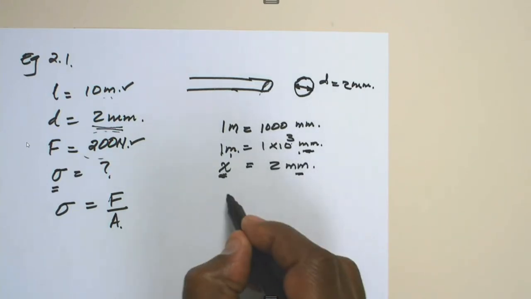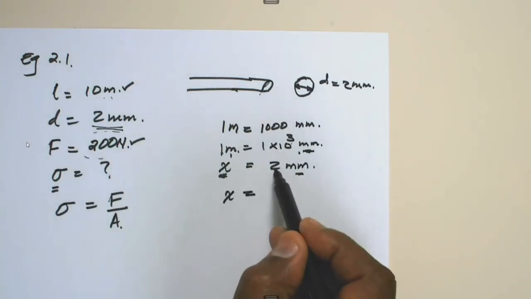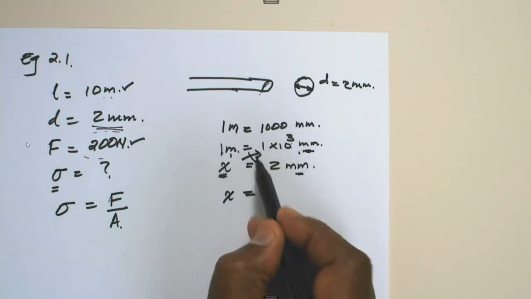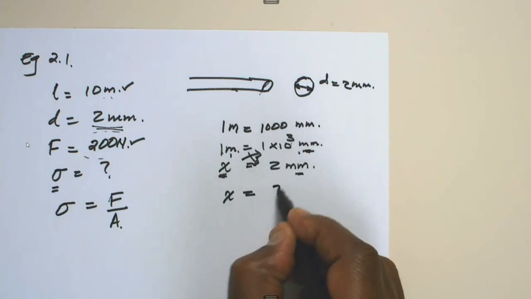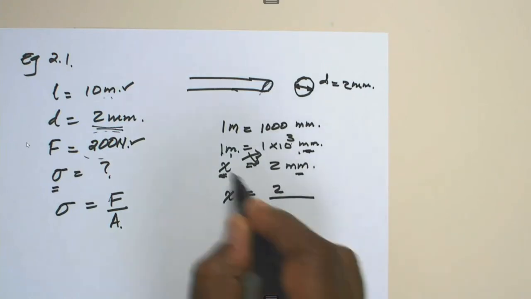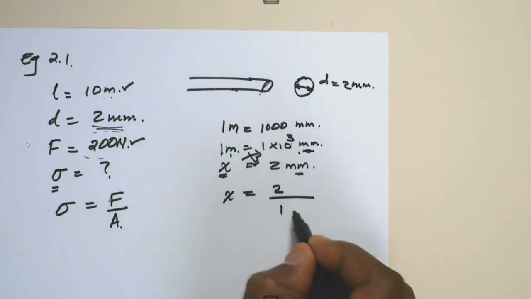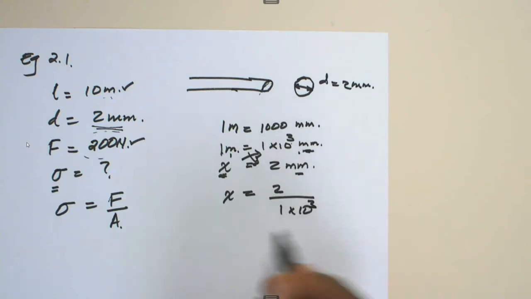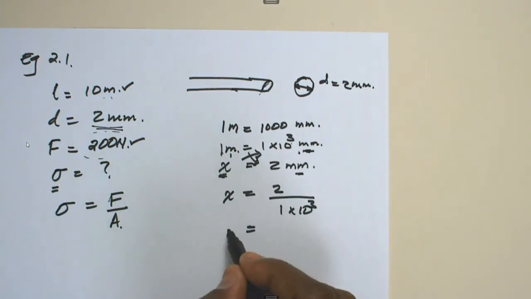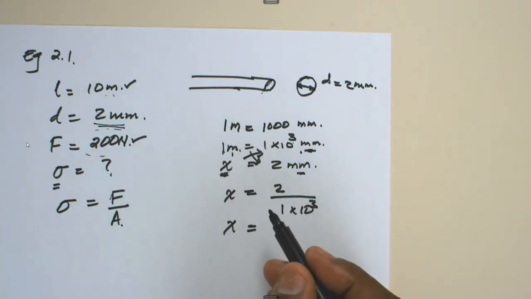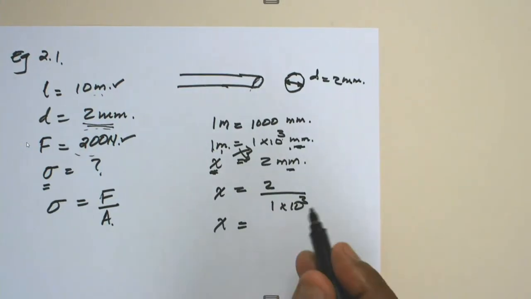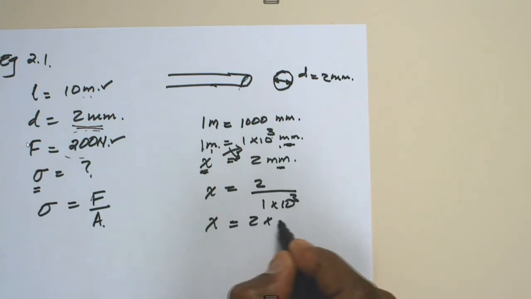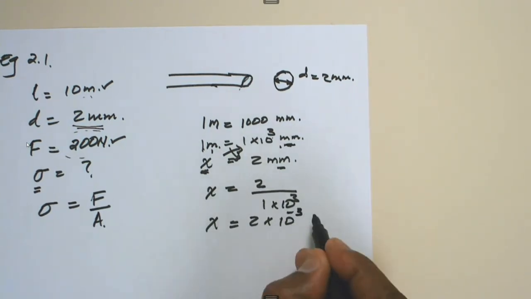So we can say our diameter now in meters, which is x, will be, by cross multiplication, 2 times 1, which is 2, divided by 1 × 10³. Then our diameter in meters will now be equal to, let's work that out, actually it's going to be 2 × 10⁻³ meters.